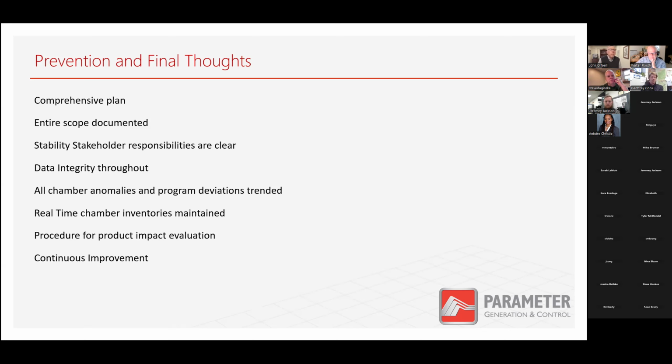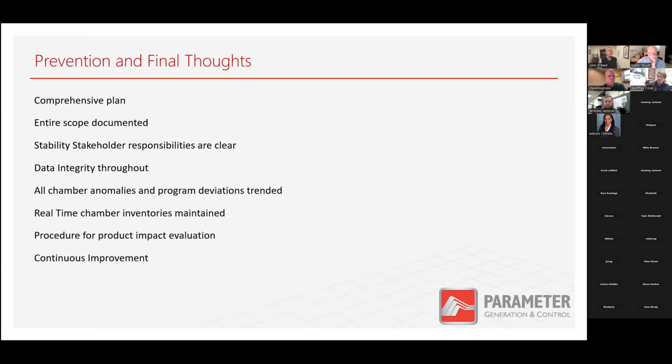The real-time chamber inventory is maintained. The procedure for product impact evaluation. Walter, very good point about the product itself typically being already packaged in a vapor-tight container. A lot of times I neglect to really think about the product that's inside the chamber because I'm so focused on servicing the chamber and getting it back up and running. So, good perspective there.